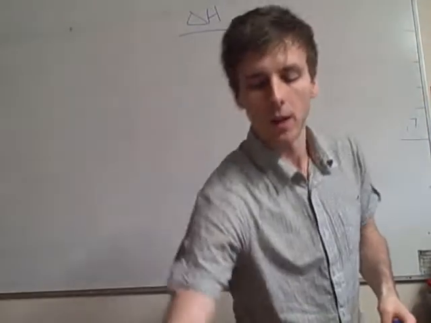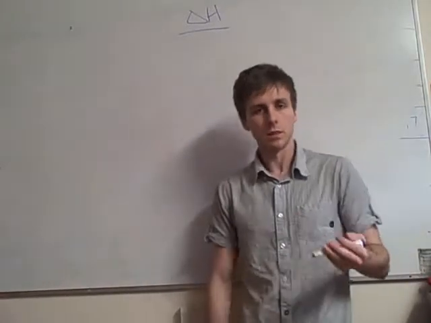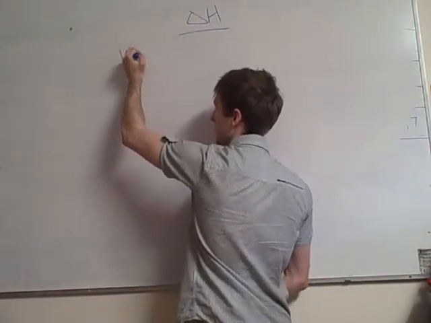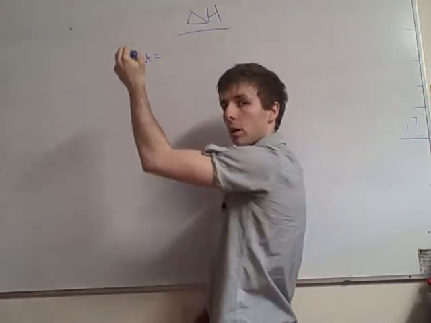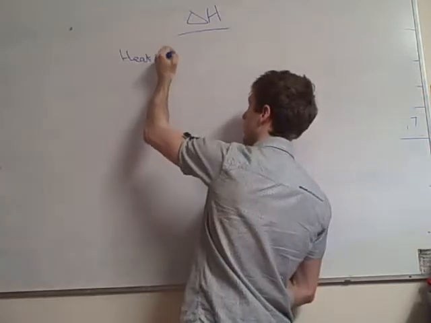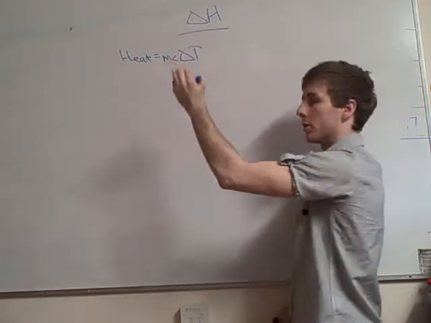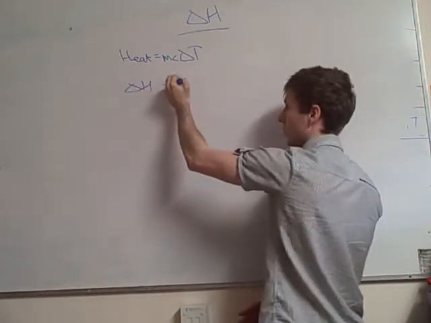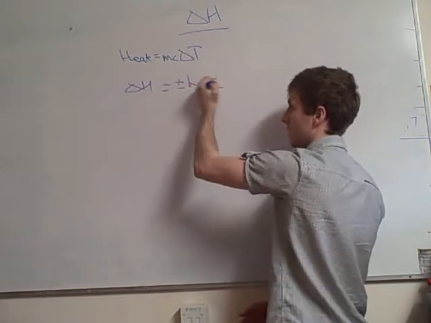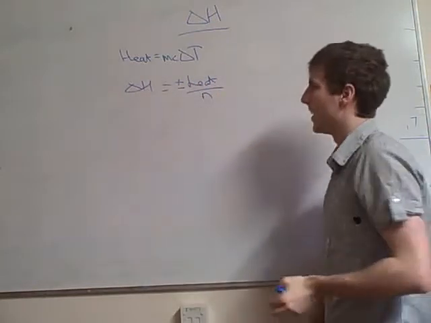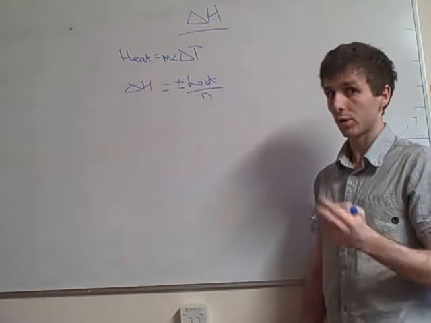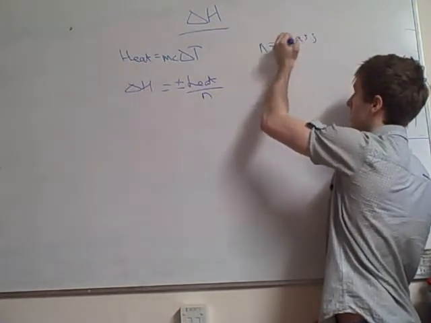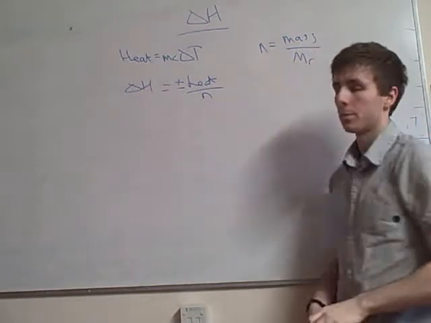Hello, so these are the deltaH equations. There's two you need to know. First of all, we need to know heat equals MC delta T. And we also need to know deltaH, enthalpy change, equals plus or minus heat over n. There is a third one you need to know, but you should already know it by now, which is n equals mass over Mr.